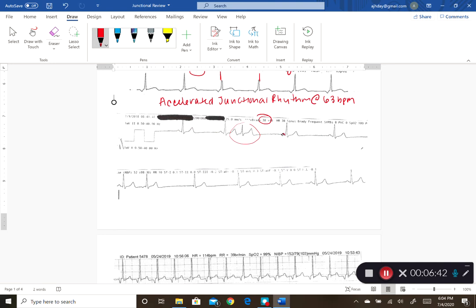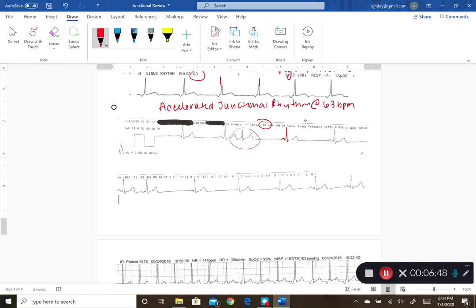So I have a nice P wave, it's upright. I have a nice narrow QRS complex. I have one P wave for QRS, and my T wave looks normal. So this beat is a sinus beat along with this beat, because everything about it screams sinus. It's got a normal P wave, normal QRS complex, normal T wave, and over here, same thing. So I have sinus beats here, so my underlying rhythm is going to be sinus.